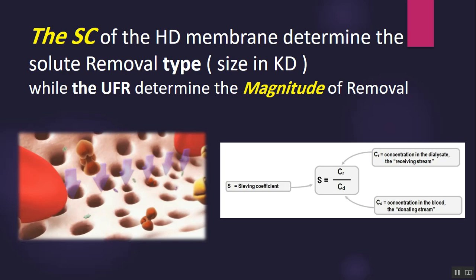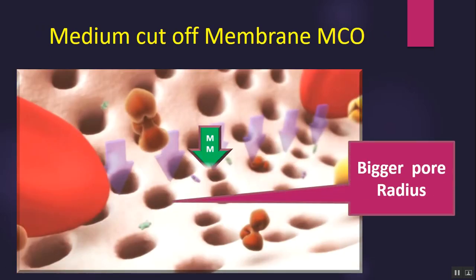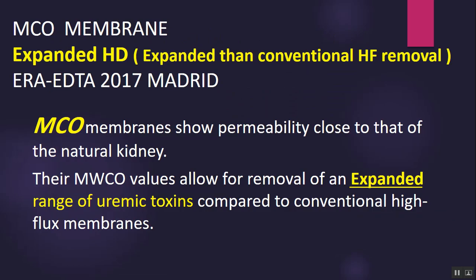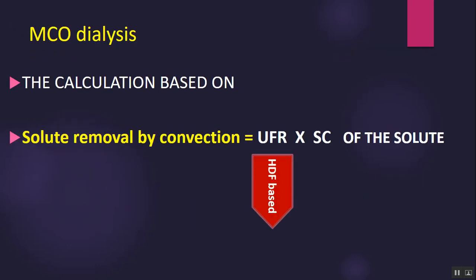Removal depends on the sieving coefficient of the dialysis membrane. Bigger pores remove middle molecules, as well as albumin. So expanded hemodialysis means expanded beyond conventional high flux removal. The medium cut-off membrane shows permeability close to that of the natural kidney. Calculation in hemodiafiltration and the medium cut-off is based on the ultrafiltration and sieving coefficient of the solutes.